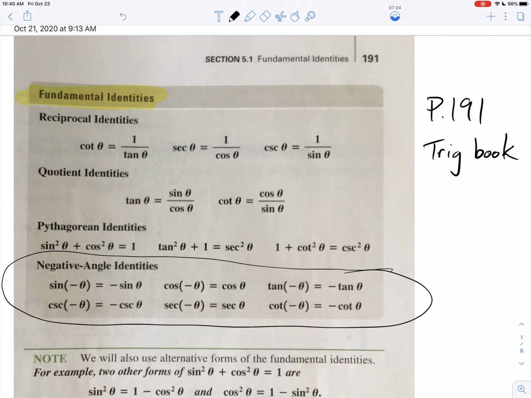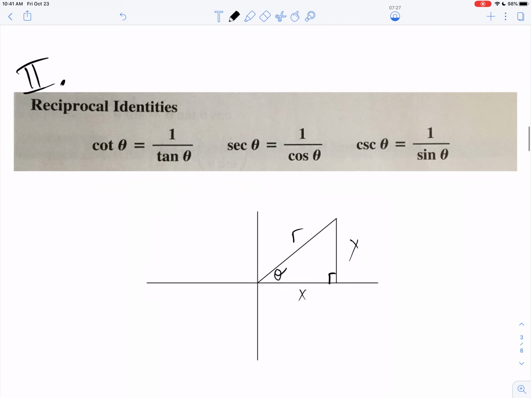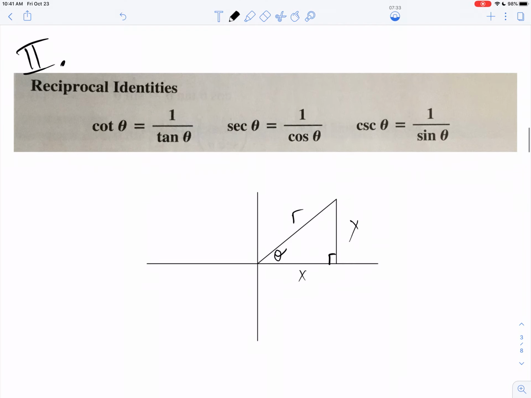Now the next ones, here we go. We've got reciprocal identities, quotient identities, and Pythagorean identities. This was Roman numeral 1, and I just went through those. Let's talk about the reciprocal identities. You might say, wait a minute, cotangent equals 1 over tangent, secant equals 1 over... I already know these ones. We talked about them. Yes, we did. But I need you to kind of see into your future here. So it says reciprocal identities.